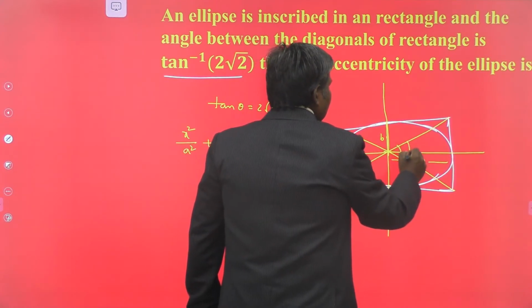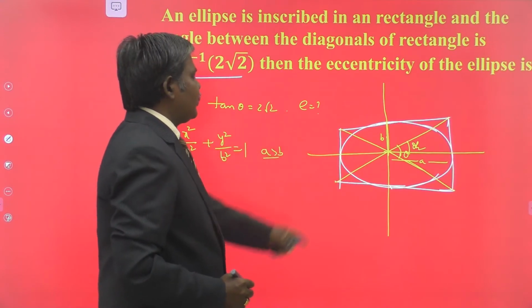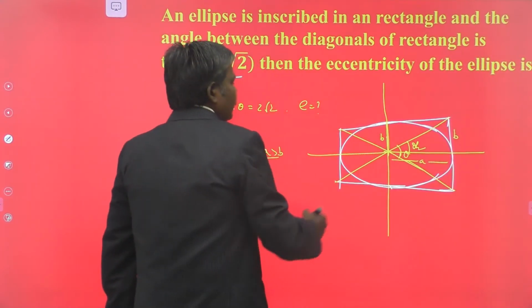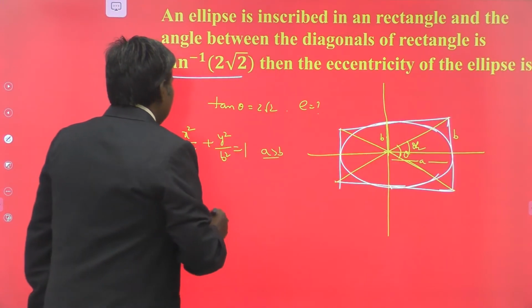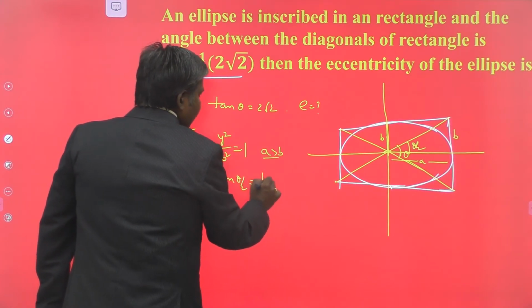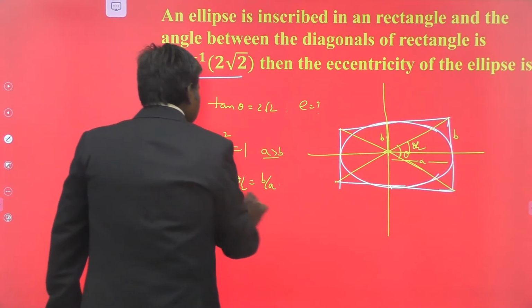If the angle is theta, automatically half of the angle is theta by 2. Now from that figure, what do you obtain? Tan theta by 2 is equal to b by a. Am I correct or not? It is b units, automatically it will also be b units. Tan theta by 2 is equal to b by a. We have the condition.